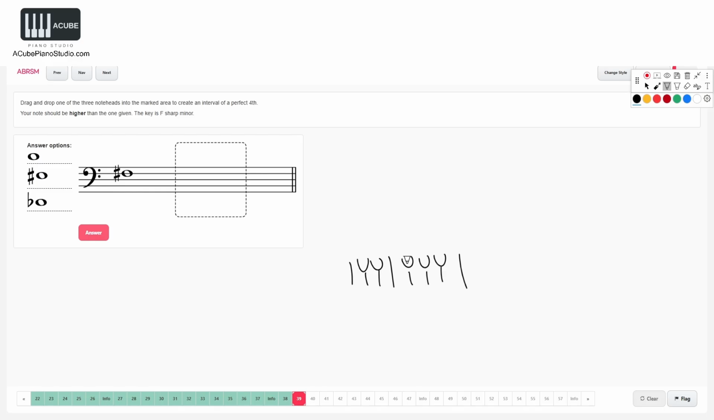So now, let's take a look at F major. If I have F major, I should have B flat to have perfect fourth. Okay, so now if I want to start with F sharp, then I need B in order to be perfect fourth. Okay, so therefore, it should be just B, right?